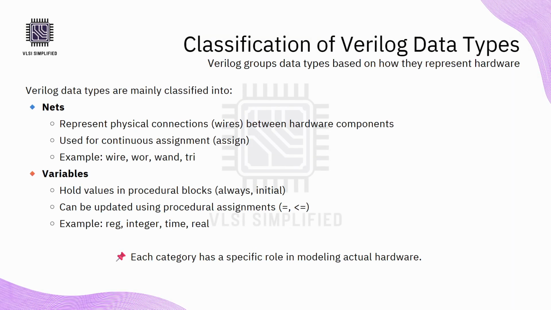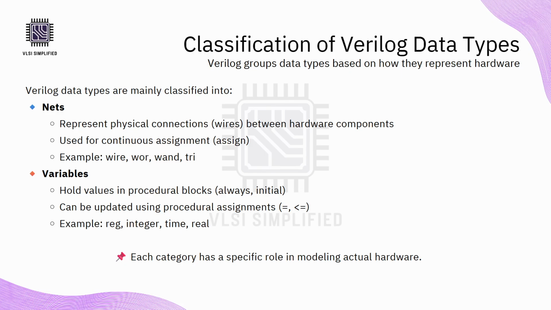Now that we have seen how signals behave, let's talk about how Verilog organizes data types. Because understanding this is the key to using the right type in the right place. So Verilog classifies data types into 2 broad classifications. First, we have nets. These represent the physical connections between components, like wires on a PCB and connections inside the chip. So nets are used in structural modeling and are typically assigned values using the assign keyword.